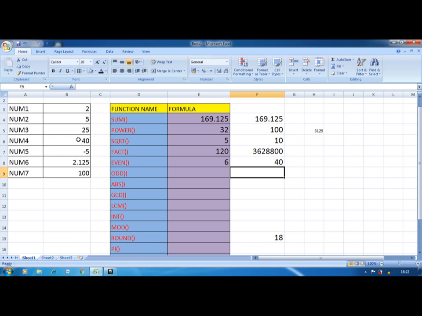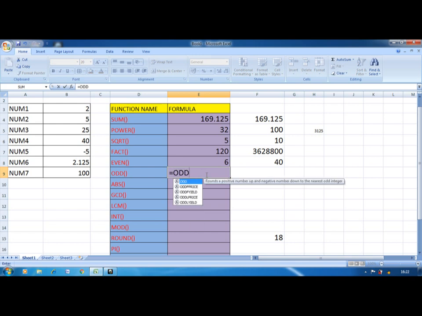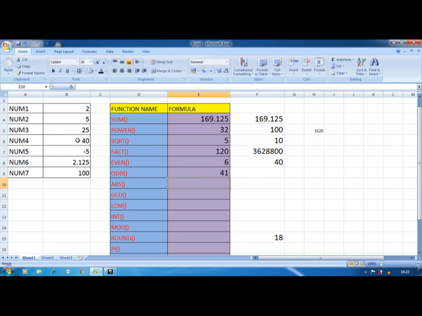So EVEN is used to find the nearest even number, and in the same way ODD is exactly the opposite of EVEN. So equal to ODD. Inside the bracket I have to choose the even number. So it is 41.